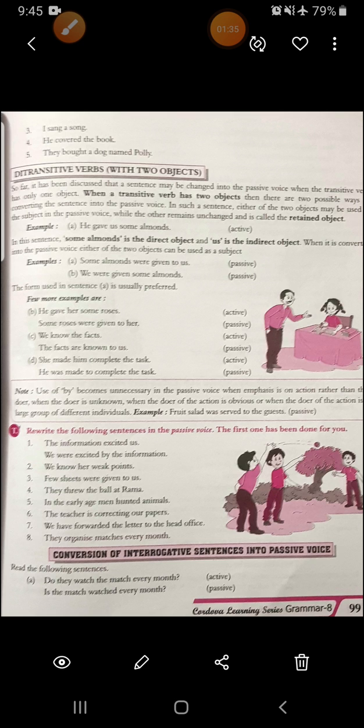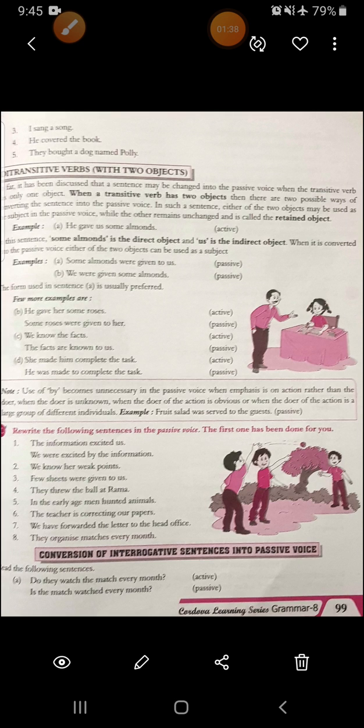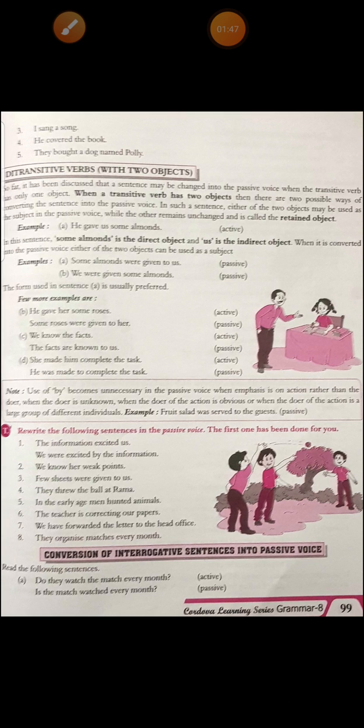Okay. Now see some more examples. He gave her some roses. Some roses were given to her. Second, we know the facts. The facts are known to us. D, she made him complete the task. He was made to complete the task.